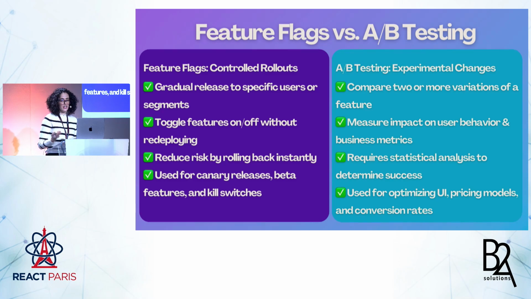On the other hand, we have A/B testing, which is used for experimental changes. We compare two or more variations of a feature. We measure impact on user behavior and business metrics. A/B testing requires statistical analysis to determine success, and it's used for optimizing UI, pricing models, and conversion rates.